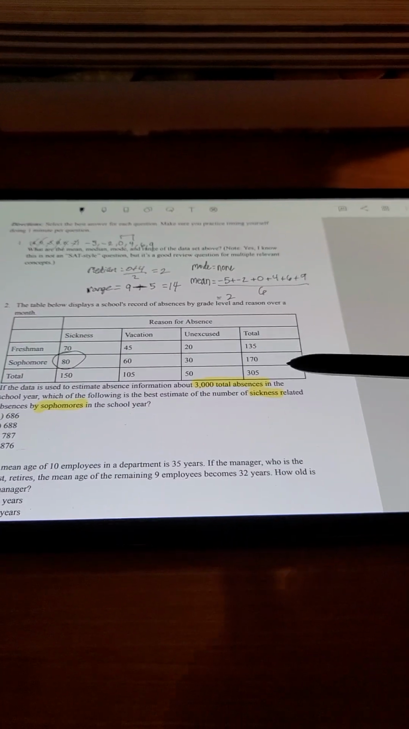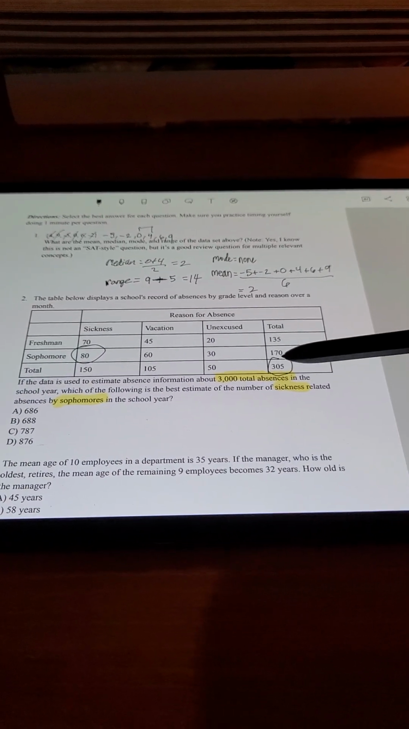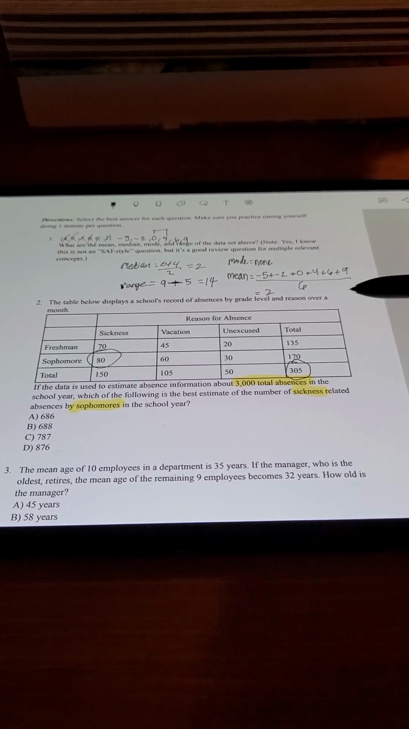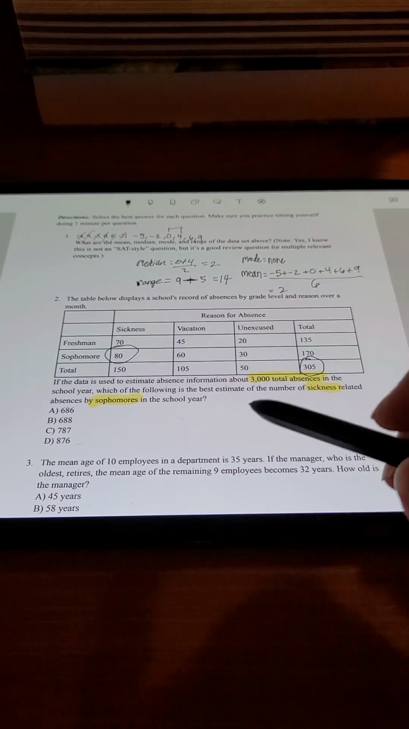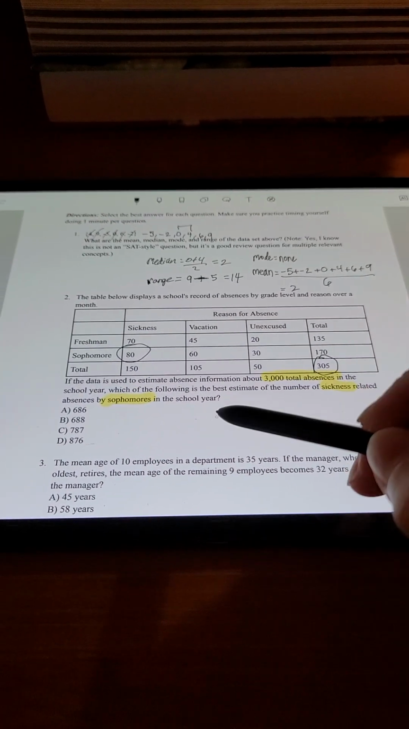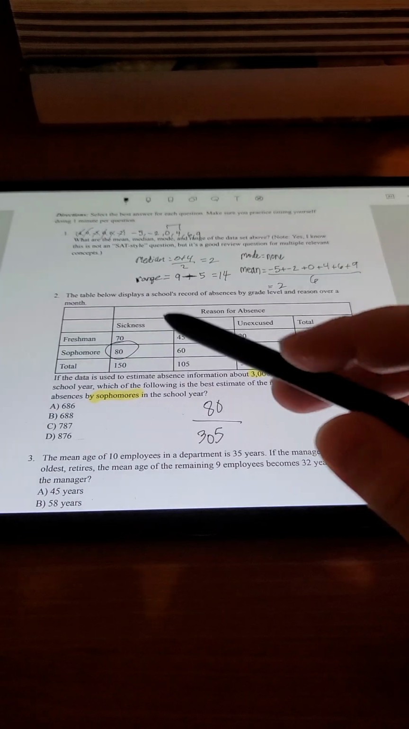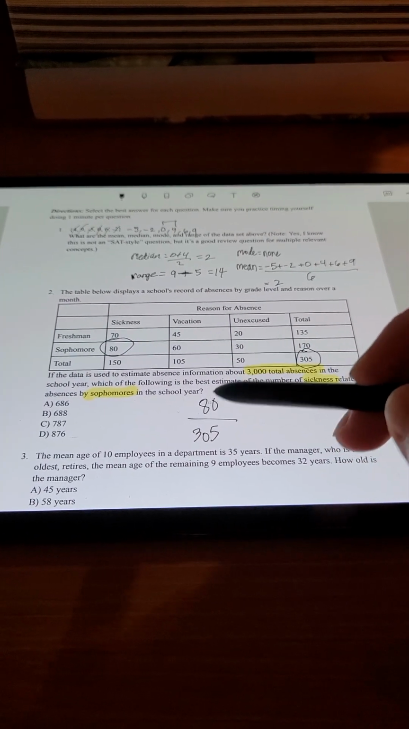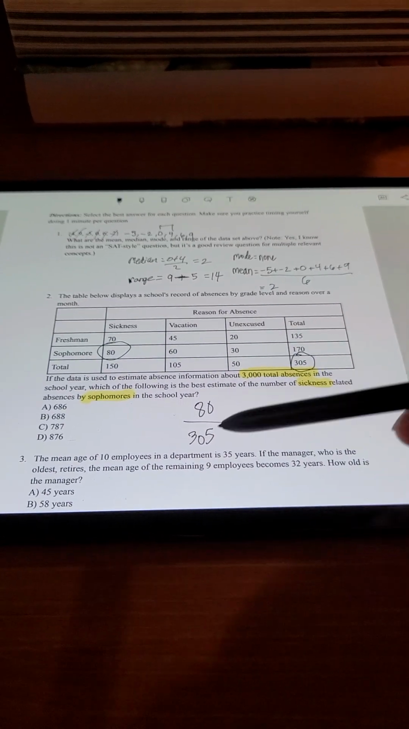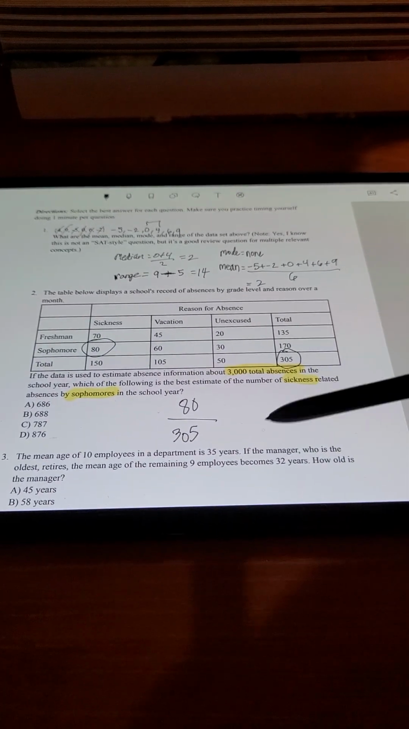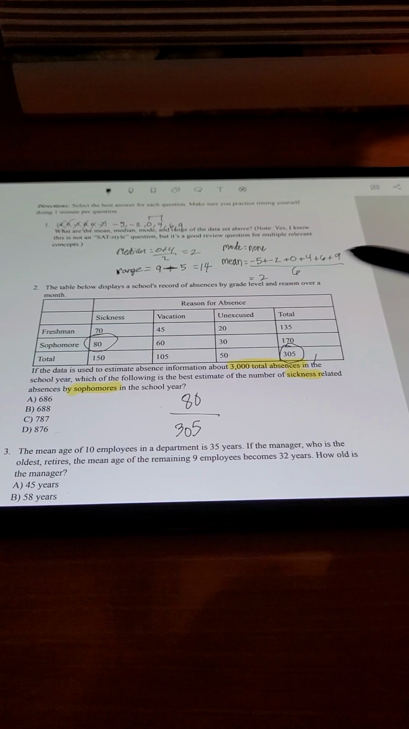And then in the corner over here, we have the total number of all the students that we're discussing. So it's 80 out of 305 students that we're discussing if we're talking about the desirable outcome, the sophomores on top, out of the total number of outcomes, which is the total number of students on the bottom.